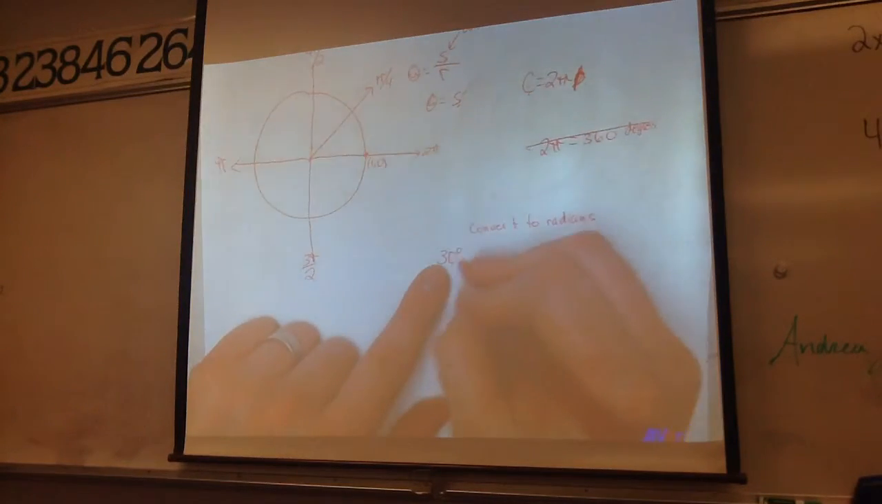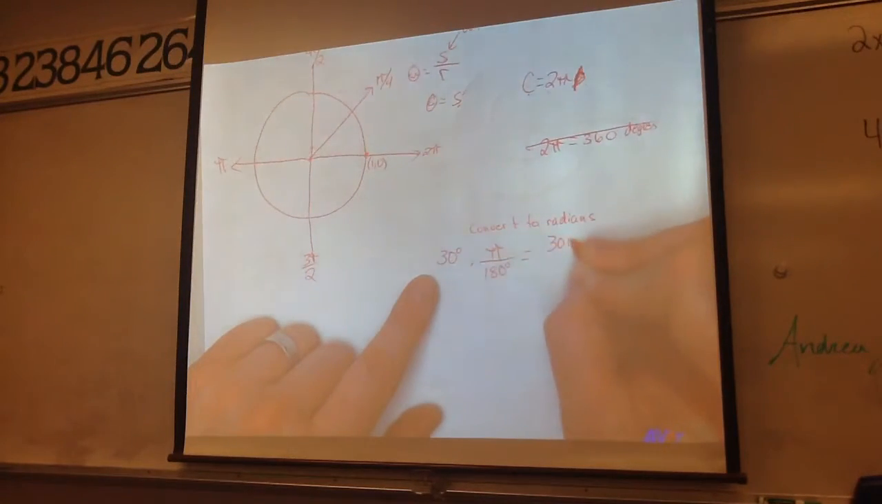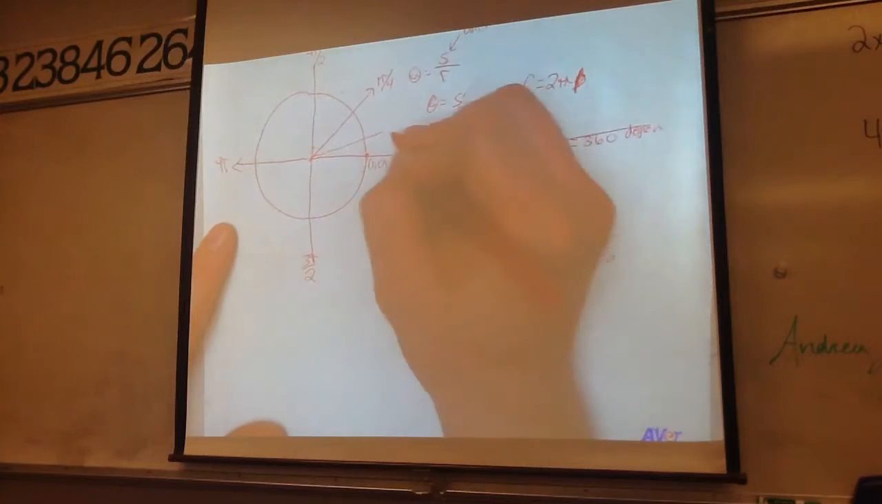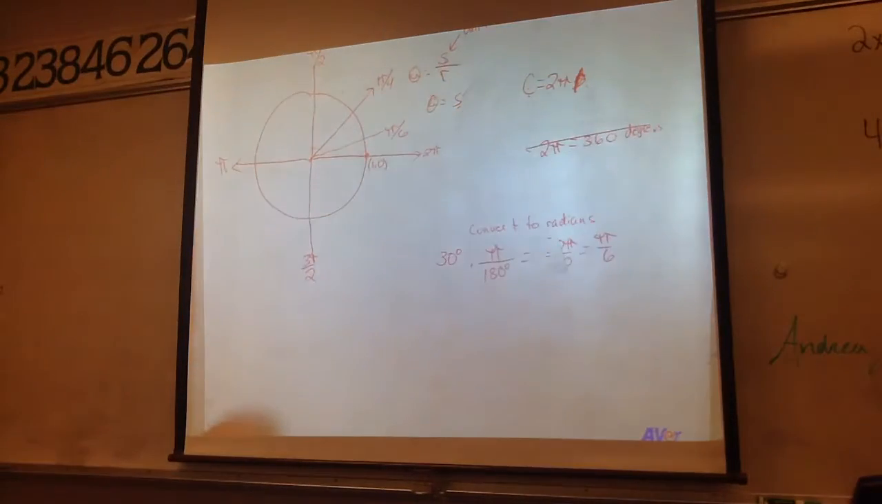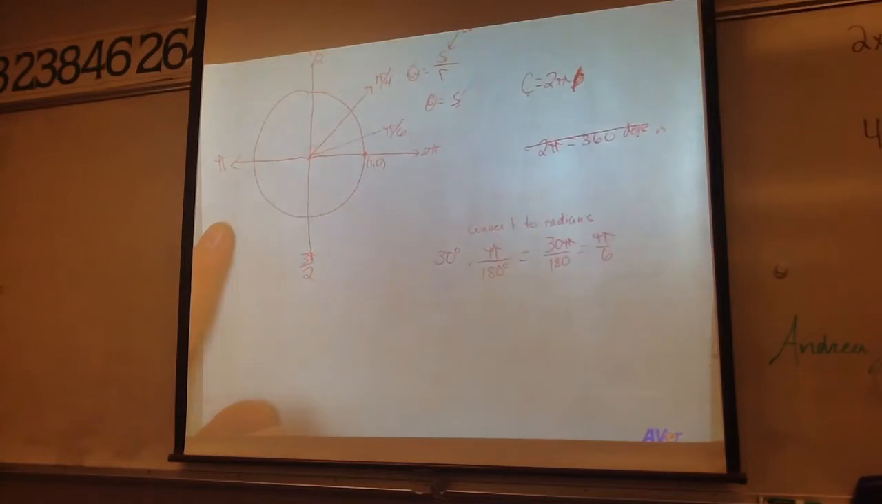So if you have degrees and you want the degrees to cancel out, you put 180 degrees on the bottom, put pi on top, and multiply. You get 30 pi over 180, which is pi over 6. That's a 30-degree angle, pi over 6. That's how you change it from degrees into radians. If you want to do it the other way, you just flip it. Okay, I see now.